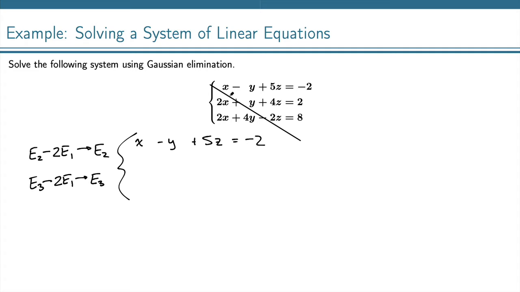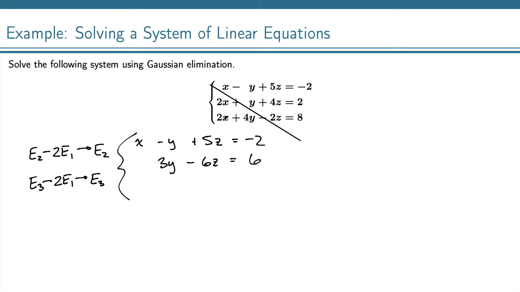Our second equation, we have 2x minus 2x is 0. Y minus a negative 2y is plus 2y, which is 3y. And then here we've got 4z minus 10z is negative 6z. And then 2 minus a negative 4 is plus 4, which is 6.